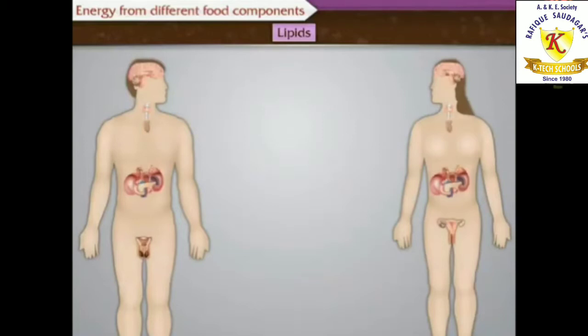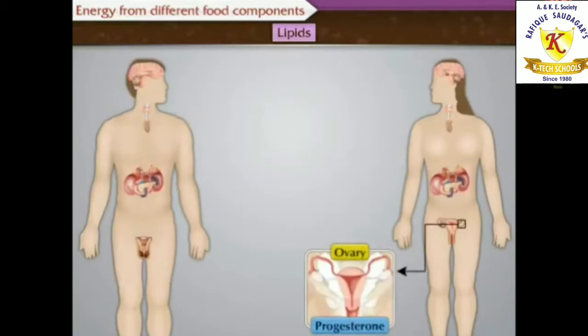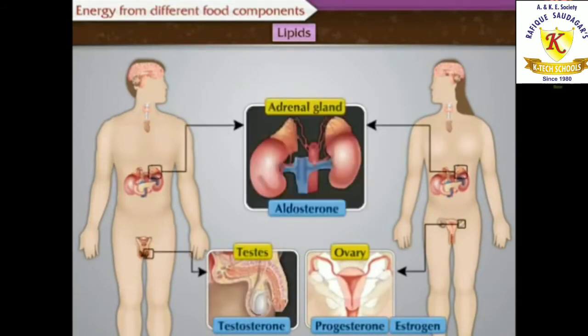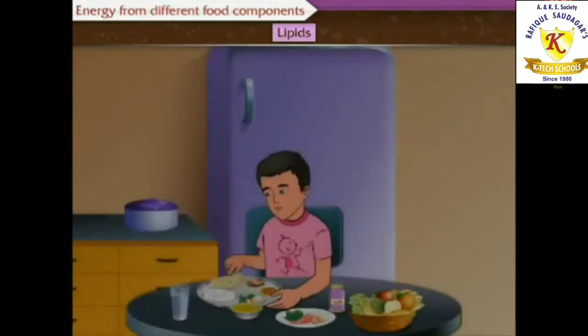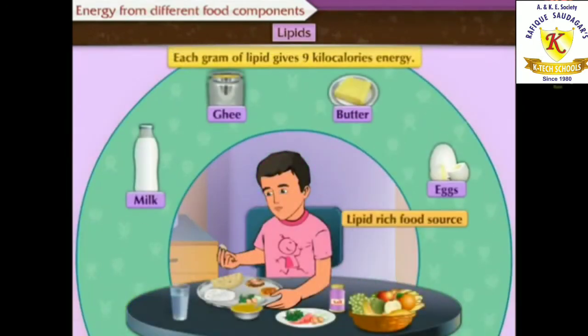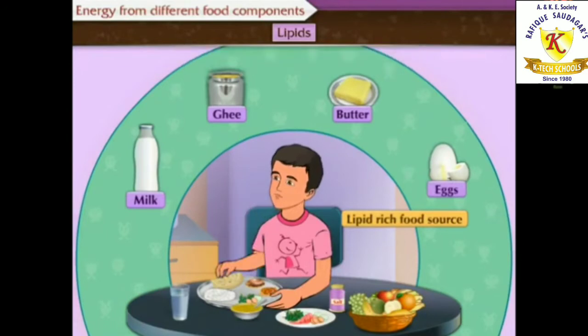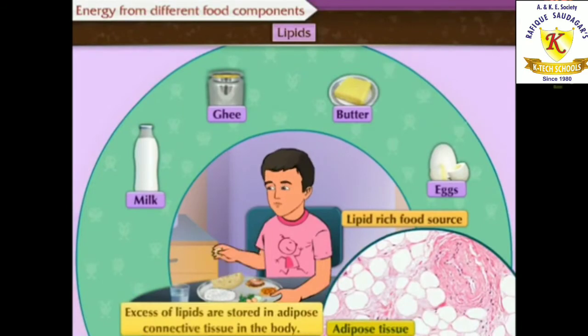Fatty acids are used for producing hormones like progesterone, estrogen, testosterone, aldosterone, etc., and in the synthesis of the covering around the axons of nerve cells. Okay, children. We get 9 kilocalories of energy per gram of lipids. So, excess of lipids are stored in adipose connective tissue in the body.